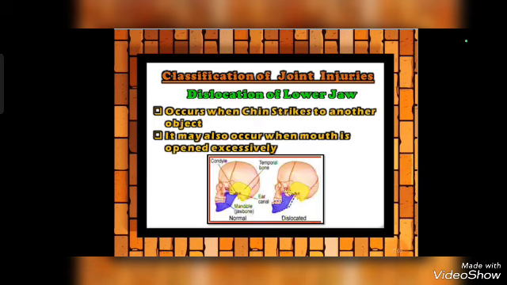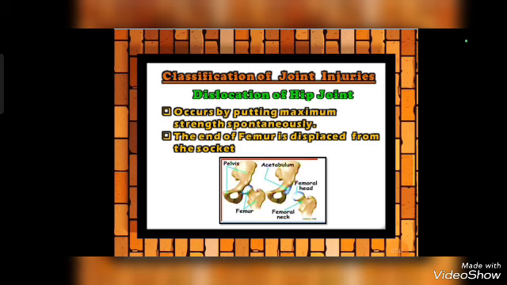The second one in the joint injuries is dislocation of lower jaw. It occurs when the chin strikes another surface or an object. It also happens when the mouth is opened excessively. Dislocation of hip joint. It occurs when the end of the femur bone is displaced from the socket. It is caused due to putting maximum strength spontaneously. Mostly this occurs for old age people.